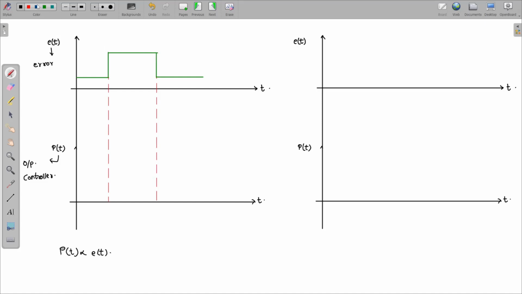So to minimize this, what will happen? My controller, or P controller, there will be a step change. Now the magnitude of the step change, it is basically depending on what? This basically depends on the value of Kp. If value of Kp is higher, what will happen? The step change will be more. If value of Kp is less, this step change is going to be less.